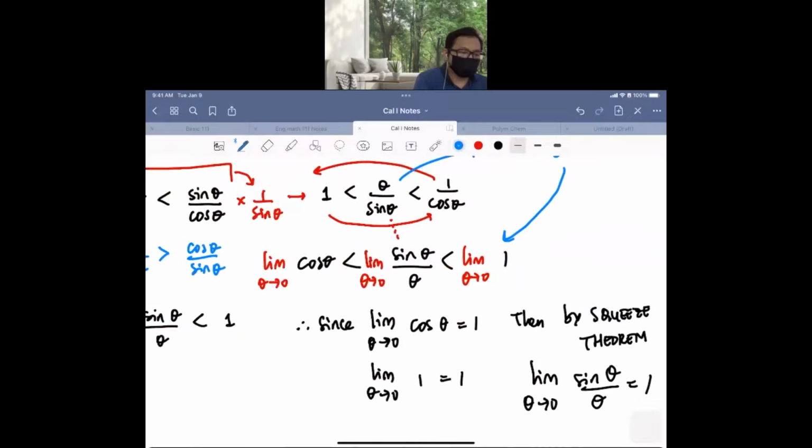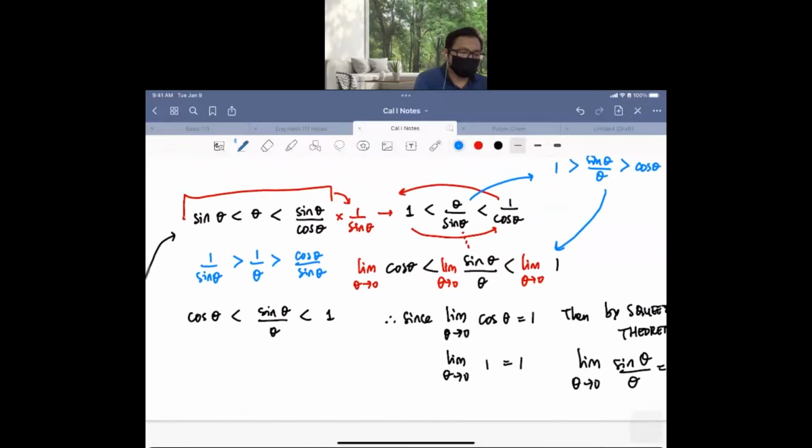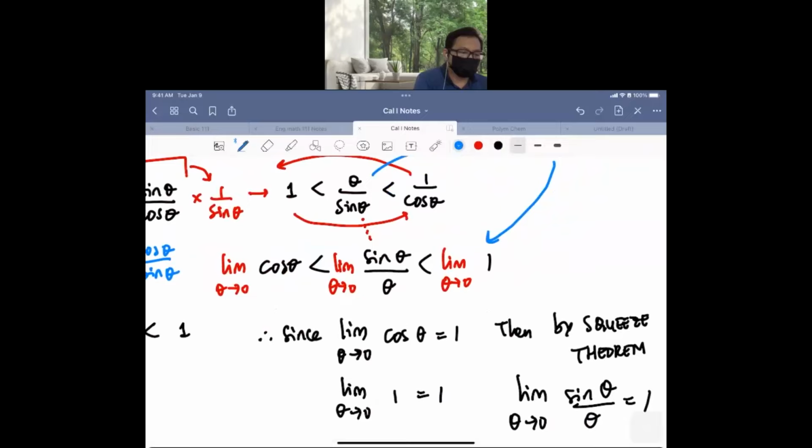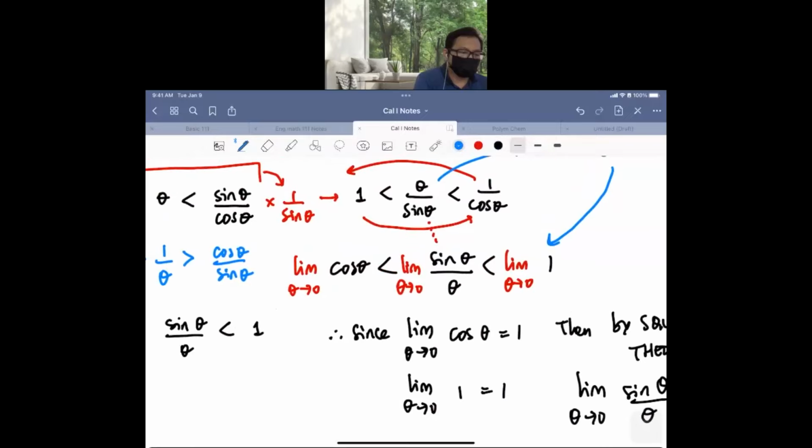Okay, and then we can put in our squeeze theorem. I will explain more about this perhaps tomorrow, because I think we don't really have much time.